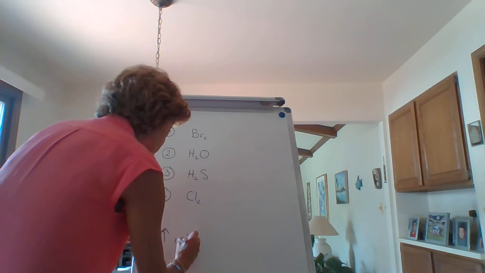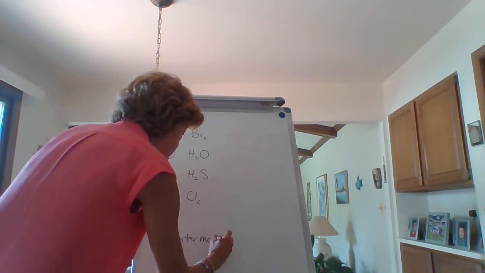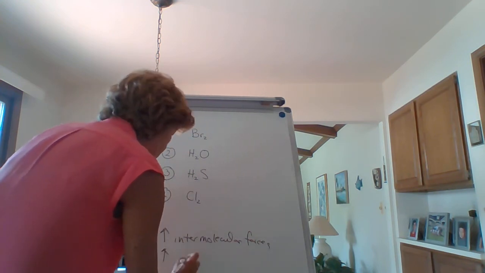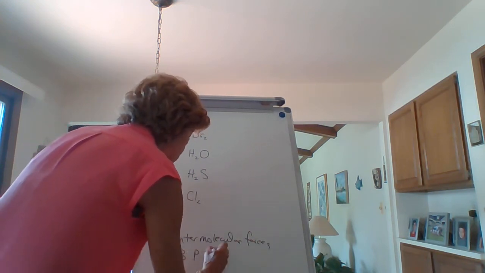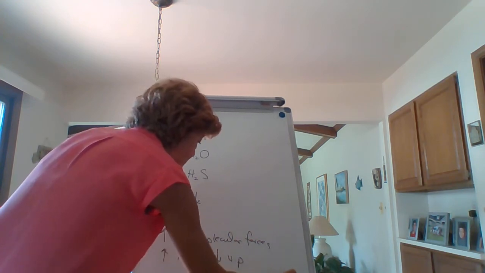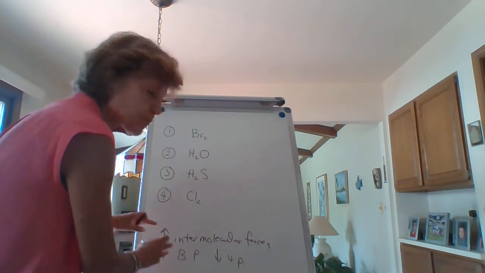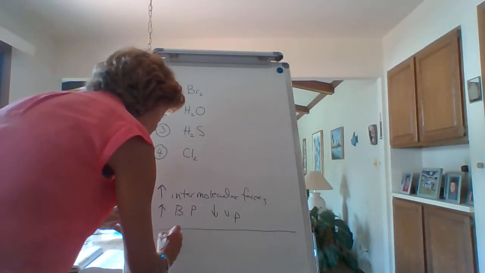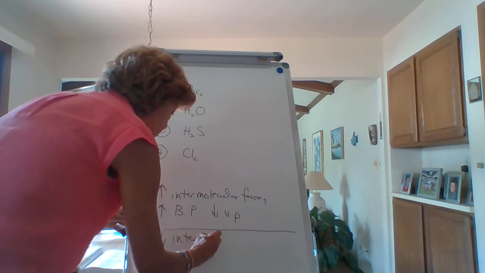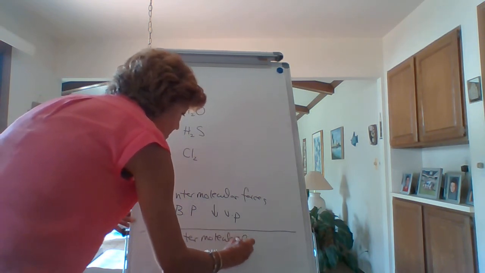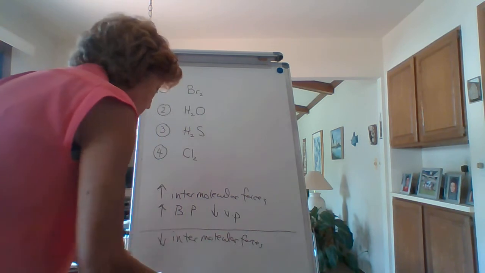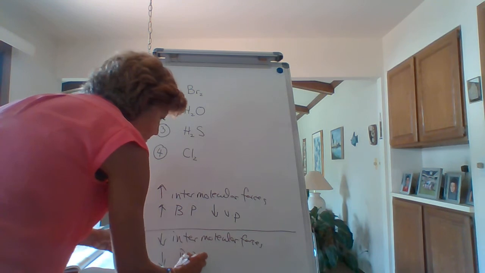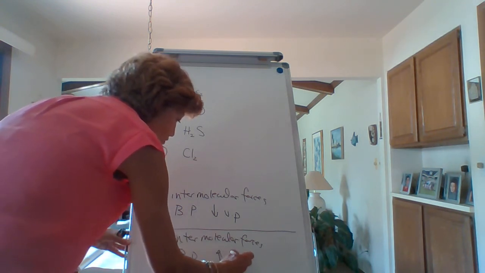High intermolecular forces means high boiling point and low vapor pressure. The lower the vapor pressure, the higher the boiling point. Okay, and then the last one here. Low intermolecular forces. That means you don't have a lot, you just have maybe London forces. It means you're going to have a very low boiling point and a very high vapor pressure.